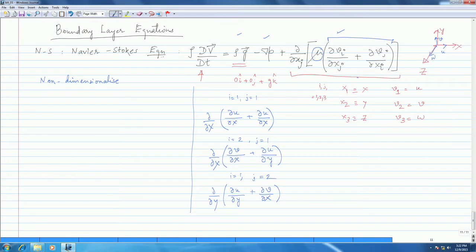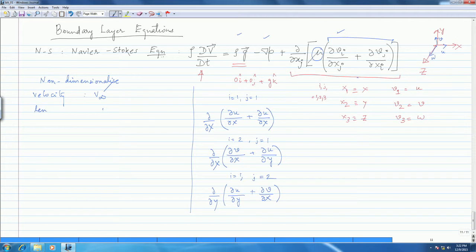Okay, so now I am going to non-dimensionalize. So when I say non-dimensionalize, for example, u. So u is a velocity and it has a unit, say meter per second. Now, I need to non-dimensionalize that so that it becomes something which does not have a dimension, simple. So what we are going to do is non-dimensionalize the velocity with the free stream velocity.